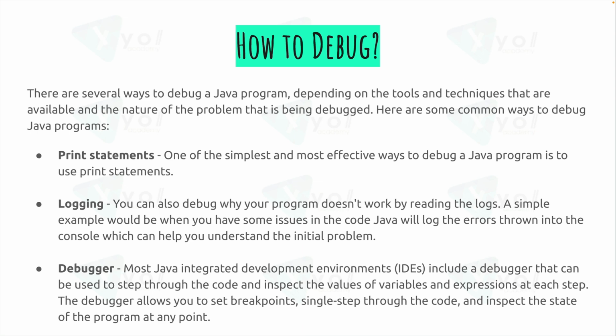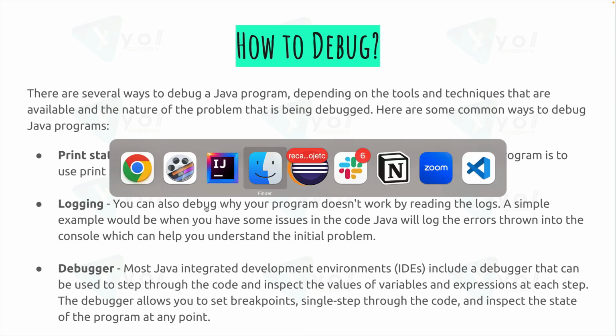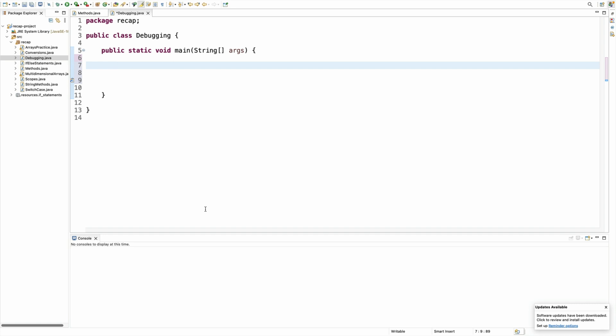So let's go back to Eclipse for a second. Here I have a class that is called Debugging, and I have a main method inside. I'll start writing a simple algorithm where we're going to have an integer array with numbers. I will assign some values here. There's going to be 1, 2, 3, 4, and 5.